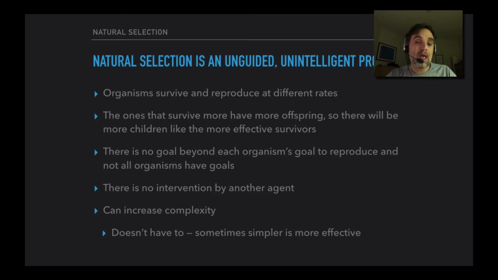And this can increase complexity if the mutations that are producing fitness enhancing features are making things more complex, like as in the case of the eye. This natural selection process does not have to increase complexity. Sometimes being simpler will be more effective, and that's why there are new bacteria that weren't around millions of years ago, because it turned out that those bacteria are descended from maybe things that were more complex, and they got simpler, because in their situation, being simpler helps to reproduce.